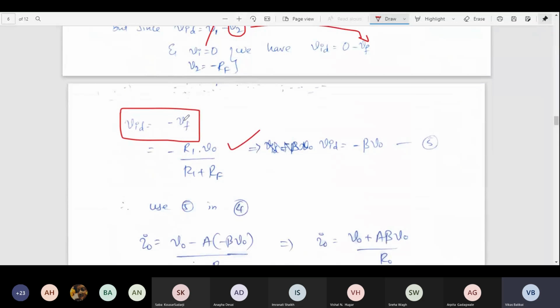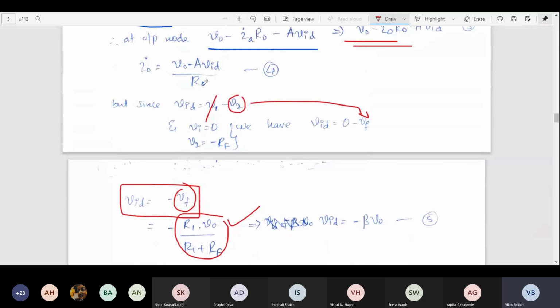So my VF is this entire term, and VF is associated with VID as VID equals minus VF, hence VID becomes minus R1 times V naught divided by R1 plus RF. Now I'm going to substitute this VID value into the equation. Why am I worried about calculating VID? Because the I naught expression has a VID term, and that's the reason I started with VID here. So the VID expression goes in this place.